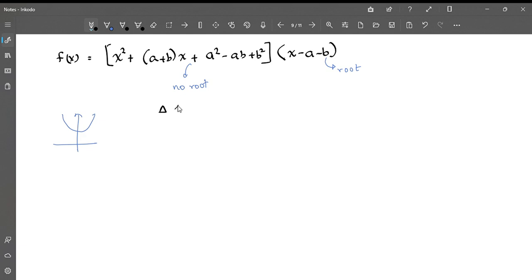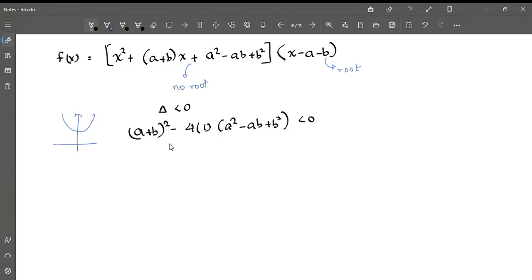The discriminant should be negative, not even equal to 0. What is the discriminant here? It is b squared minus 4ac. So with (a plus b) here, it is (a plus b) squared minus 4 times a squared minus ab plus b squared.